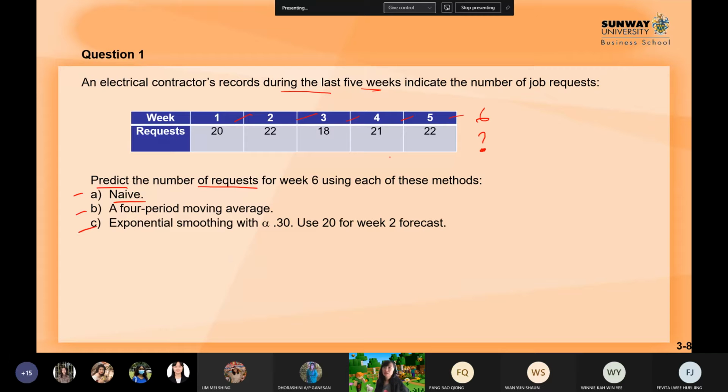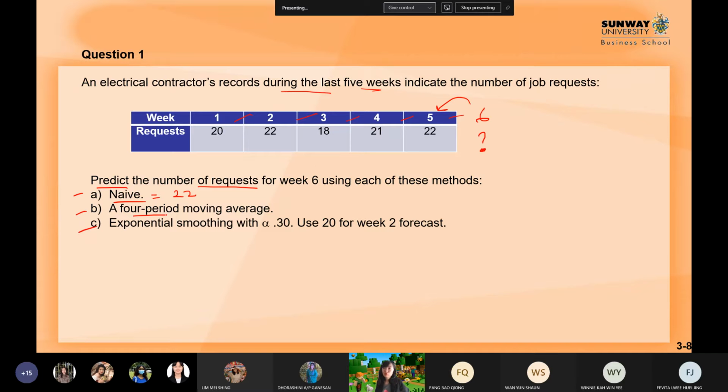The first one, naive. Remember naive? You use the previous data. So week 5 is 22. That's why naive for week 6 is 22. Done. The answer is so simple.